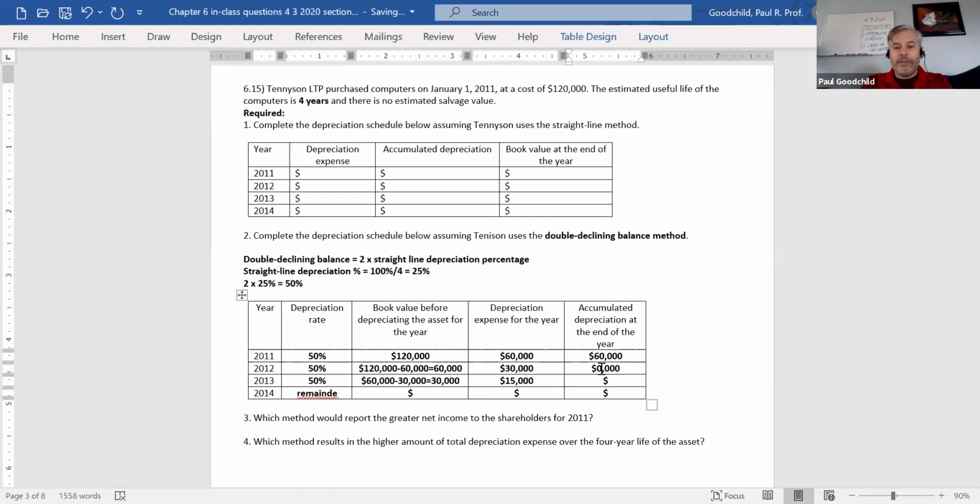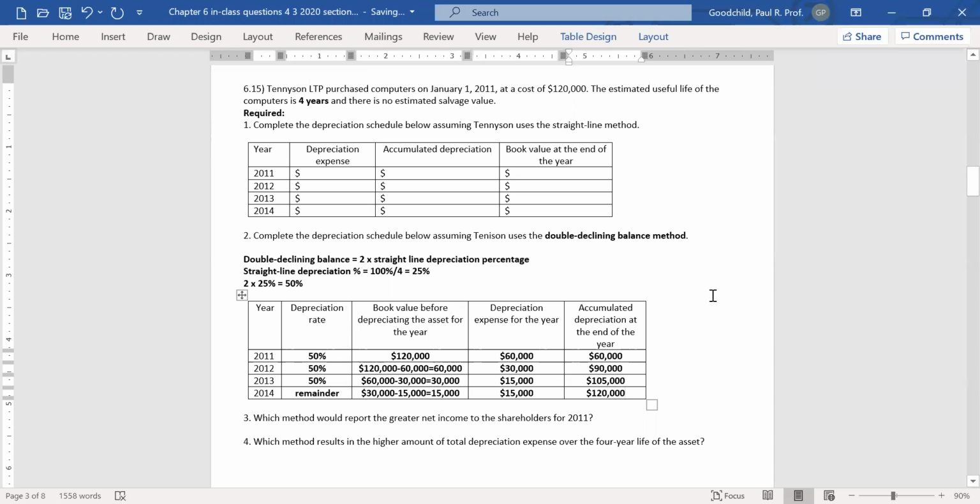Sorry, this is accumulated depreciation, 90,000, and then we add 105. So we're adding the depreciation, the 60 first year, the 30,000 added to the 60, the 15,000 added to the 90 each year. We have the remainder, 30,000 minus 15,000. So our book value is 15,000. We're taking the full amount, 15,000. And so accumulated depreciation at the end of the year is 120,000.